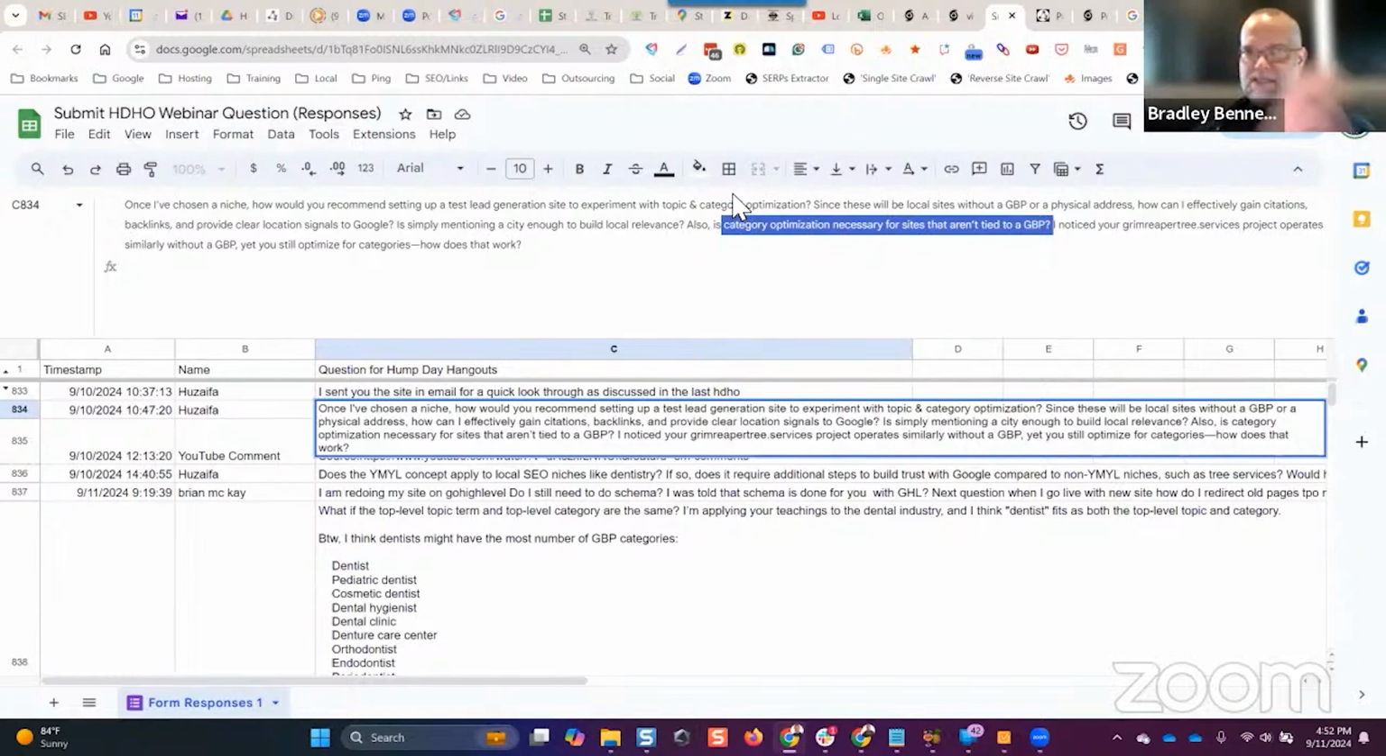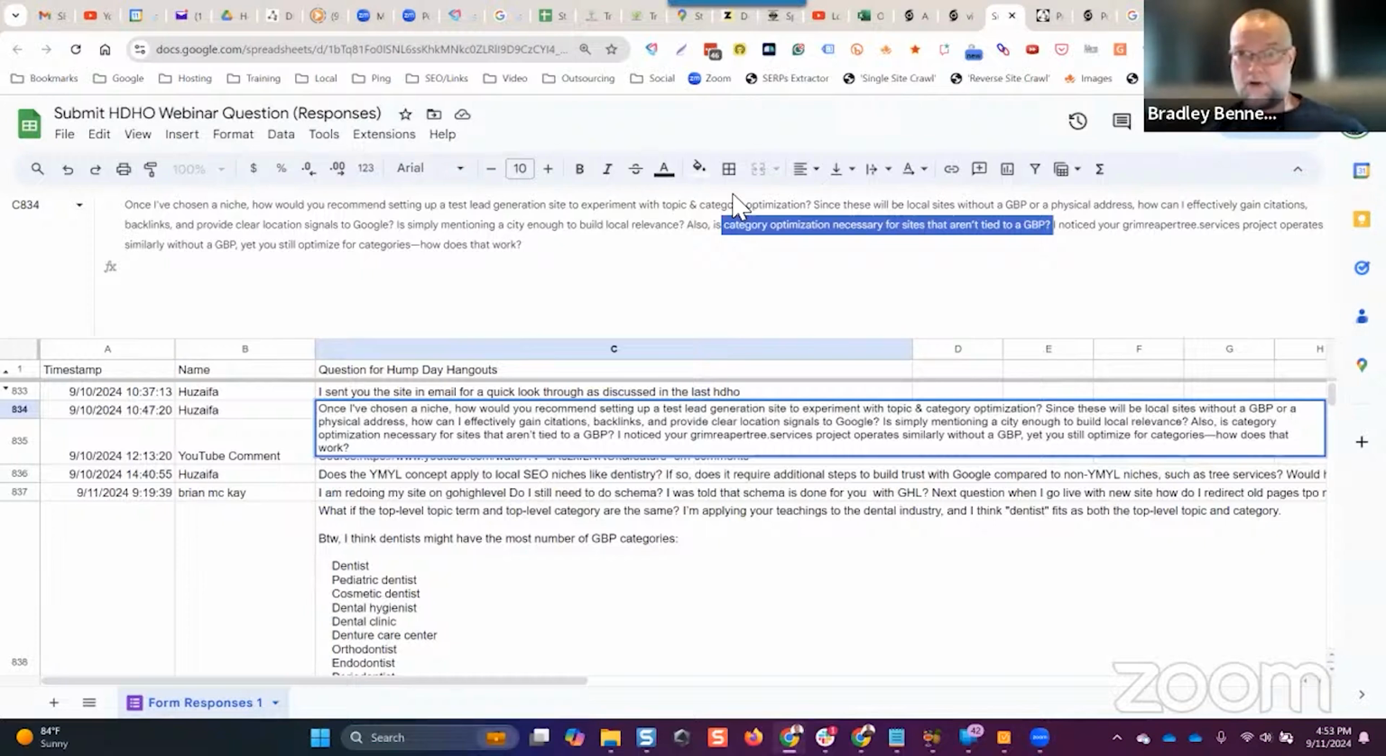If the site could potentially be rented or sold or assigned to a client in that same industry that has a GBP, then why not optimize the organic-only asset, as it currently is, for both topics and categories, so that it performs well both in organic and map search when it gets associated with a GBP? Why work twice? Why optimize for only one? And then at a later time, when you do have it associated with the GBP, have to go back and re-optimize. Why not just do it all right from the beginning, right?